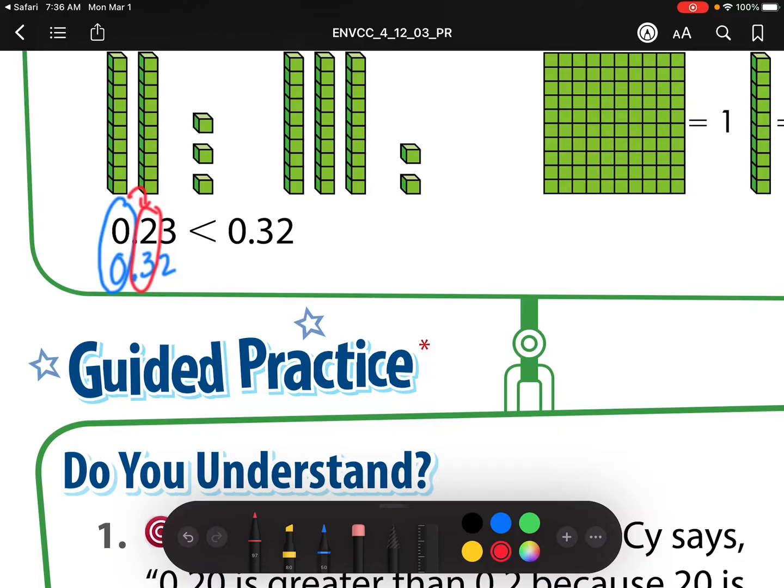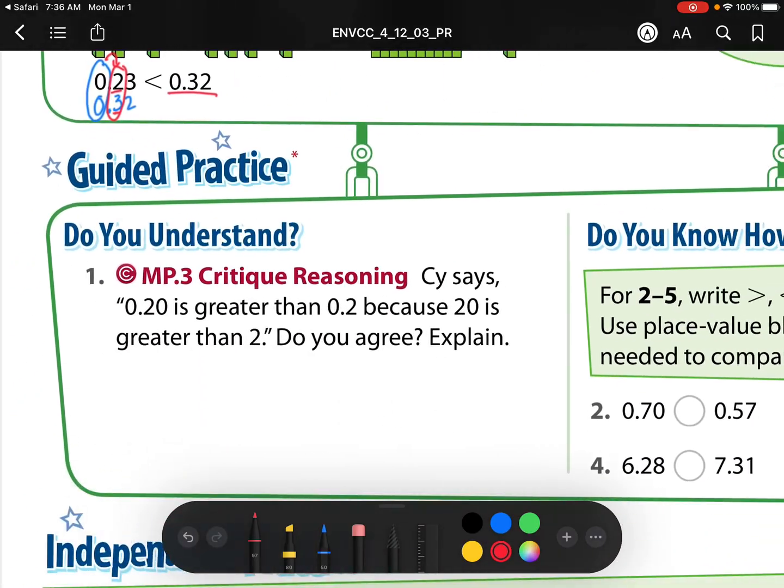Or is either one of those bigger? Yeah. 3 is bigger than 2. So what that means is that this one right here is larger. You could also think of it, would you rather have 2 dimes or would you rather have 3 dimes? Would you rather have 20 cents or 30 cents? So remember, number one rule, always line up those decimals.